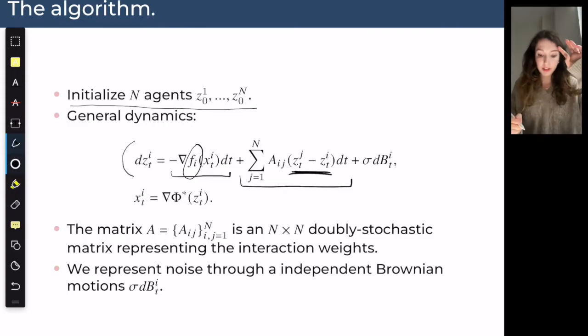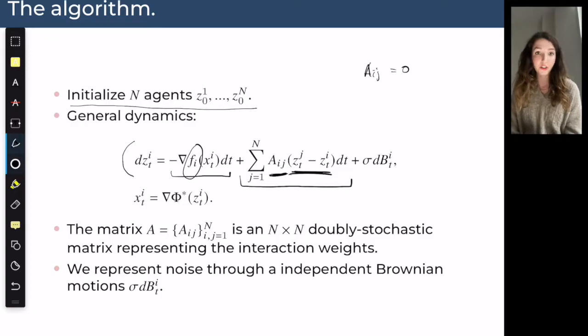And this communication is determined by this matrix Aij. We say that Aij is an n by n doubly stochastic matrix. Again, doubly stochastic is a technicality that we later on use to derive certain convergence results. And it represents essentially the interaction weights. So if Aij for a particular set of ij's is 0, then essentially Zj and Zi are not directly exchanging values with each other. And if it's any other value than 0, then they are.